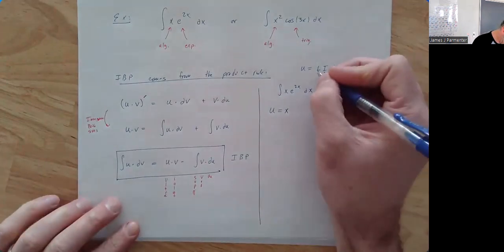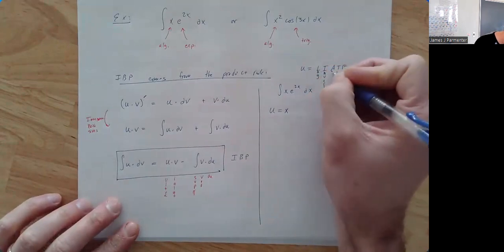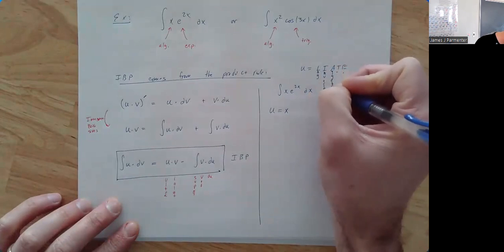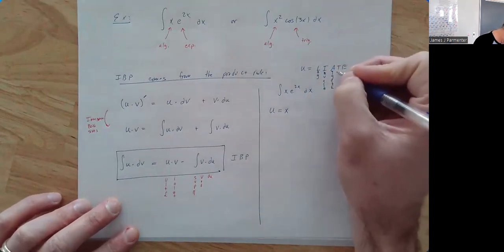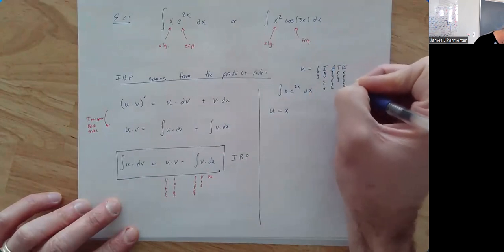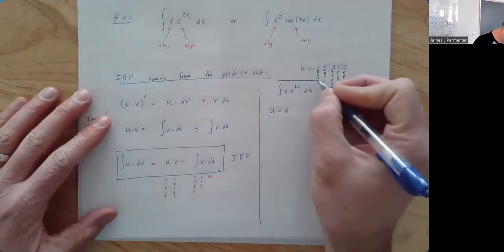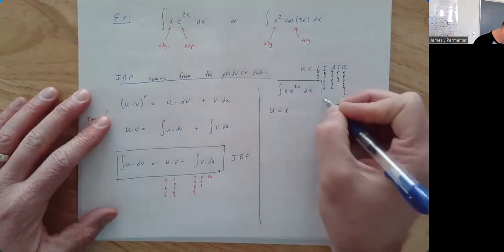Log, inverse trig, algebraic, or any power of x, trig, and then exponential. And there are some examples, I don't actually know them off the top of my head, of things where you actually do choose u to be e to the x, or something with e to the x in it, but they're few and far between.